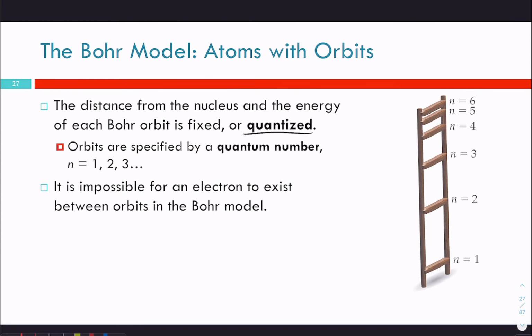So orbits, and actually this is a key thing. The Bohr model talks about orbits. The orbits are specified by a quantum number. And because you can only have certain levels, think of it as just the first rung on the ladder, the second rung on the ladder, third, and so on. Right? So higher energy, higher number, each one is describing an orbit. And it's impossible for an electron to exist between orbits. So you can only be in one place or the other.